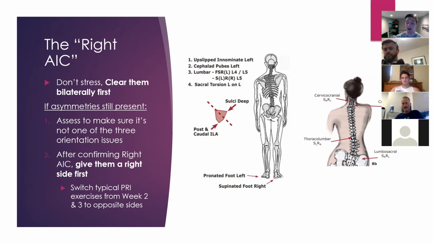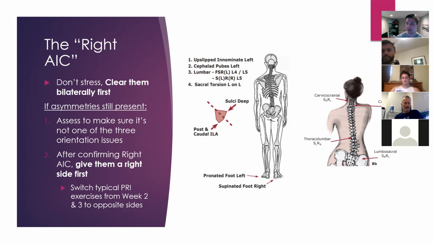And this is honestly a pretty good strategy for if you're ever extremely confused with someone. If nothing makes sense and you're really struggling with someone, give them a right side first, because that's going to bring them back to where a left AIC should be. So if you clear all the stuff as much as you can, and you're like, oh man, I don't know what to do anymore, give them a right side first. And usually that helps reset them to some extent.